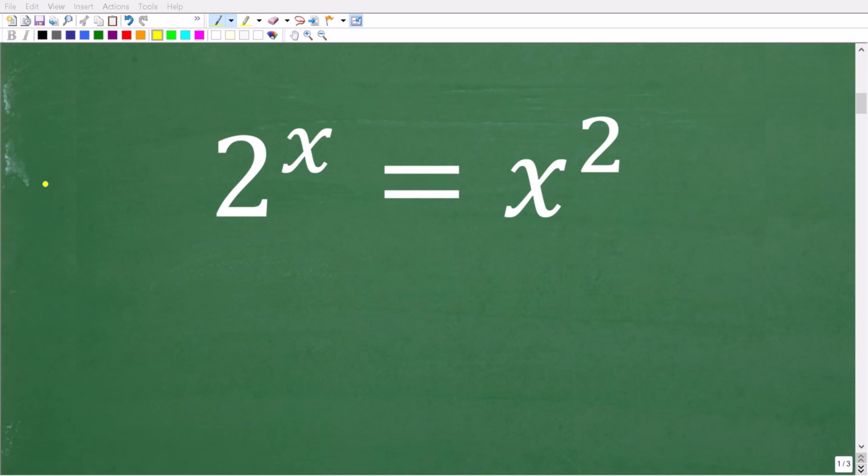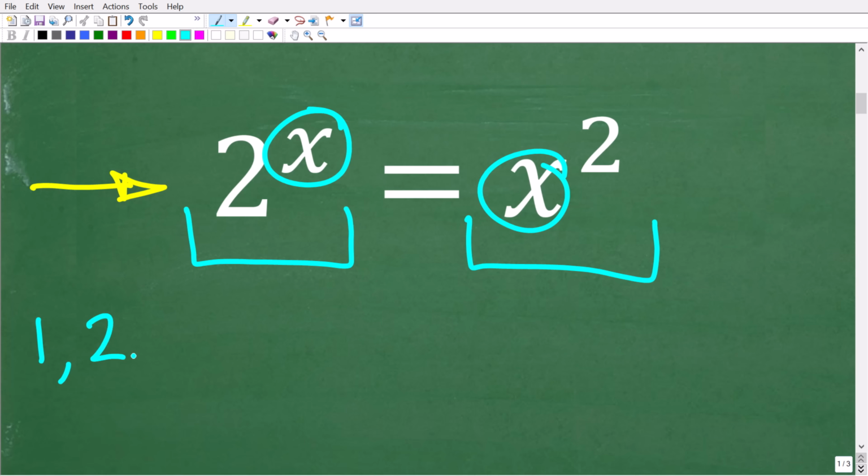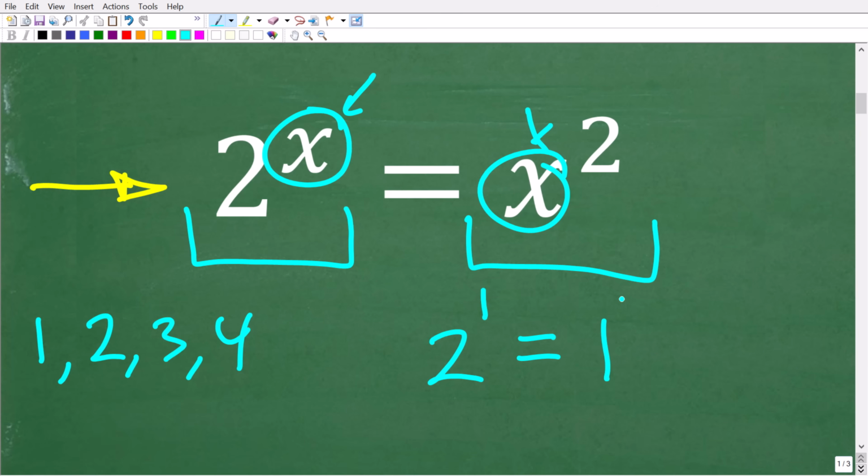Let's start with the values that most people will find. What we're looking for here is values of x such that this side is equal to this side. So we can test some simple numbers for x, like 1, 2, 3, 4, etc. Let's plug in a 1 for x and see what happens. We're going to end up with 2 to the first is equal to 1 squared. Now we have to ask ourselves, is this true or false?